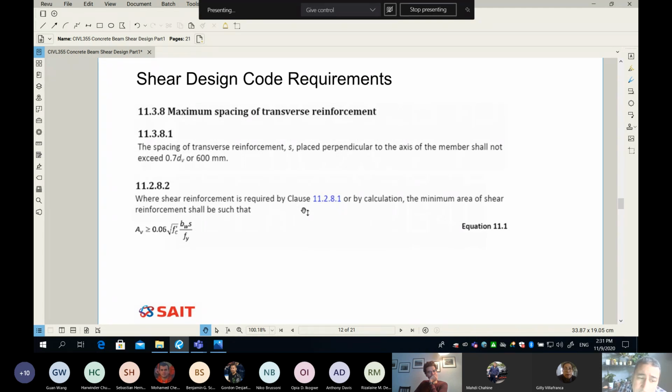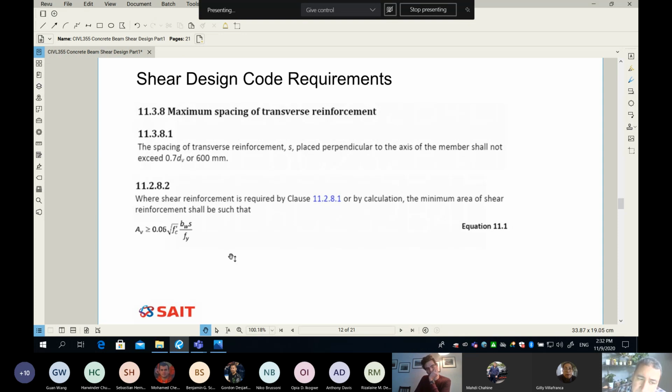It says where shear reinforcement is required by 11.2.8.1 or by calculation, then the minimum area of the shear reinforcement shall be such that A sub V is more than or equal to 0.06 square root of f prime c multiplied by b sub w multiplied by s divided by f sub y.